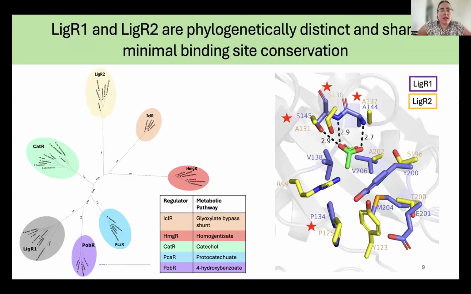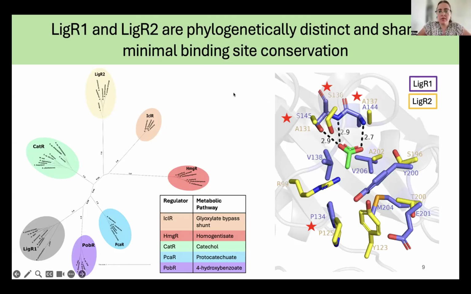So we investigated the phylogenetic distribution of LigR1 and LigR2 alongside well-characterized IclR transcription regulators, and our goal was to determine whether they cluster with known regulators to suggest potentially any functional similarities. And we found that LigR1 clusters closely but independently with PobR, which is an IclR from Acinetobacter, which binds to 4-hydroxybenzoate for its utilization. And in contrast, LigR2 did not cluster with any of the known IclRs, suggesting that it has a distinct role that has not yet been identified.